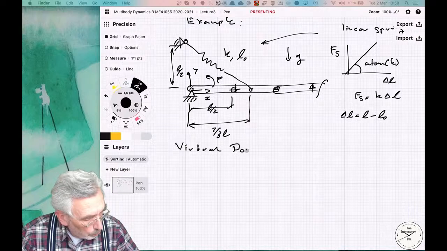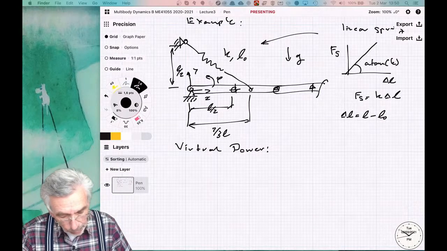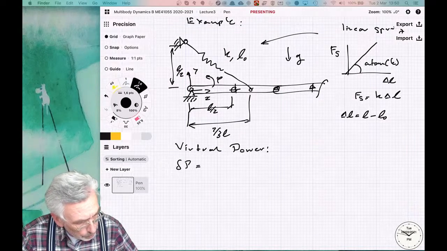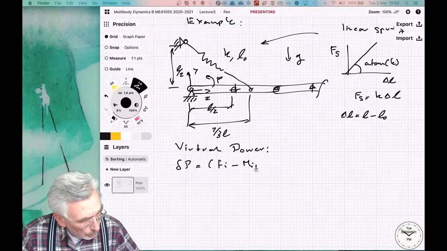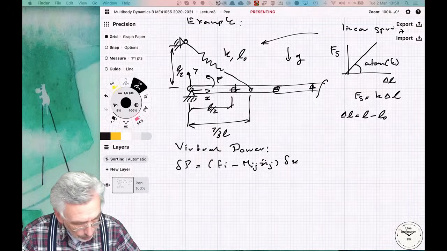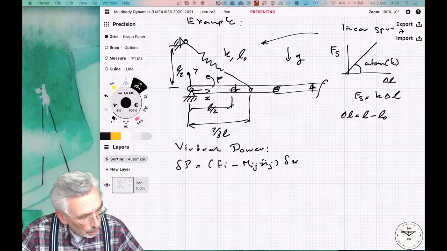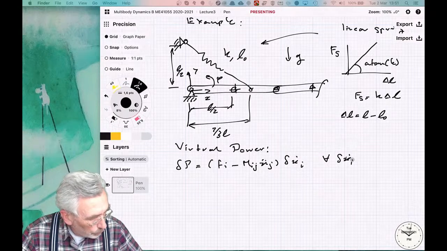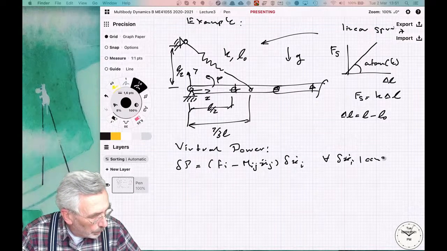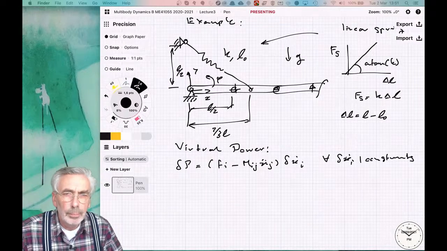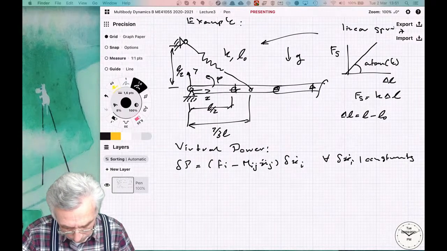So initially, the virtual power expression we had for the unconstrained system was the virtual power of the system, which was the applied forces minus the D'Alembert or inertia forces times the virtual velocities. And then, for all virtual velocities, they should fulfill the constraints. I will get there in a second. I'm not going to redo what we did last week. We'll fix that in a sec.